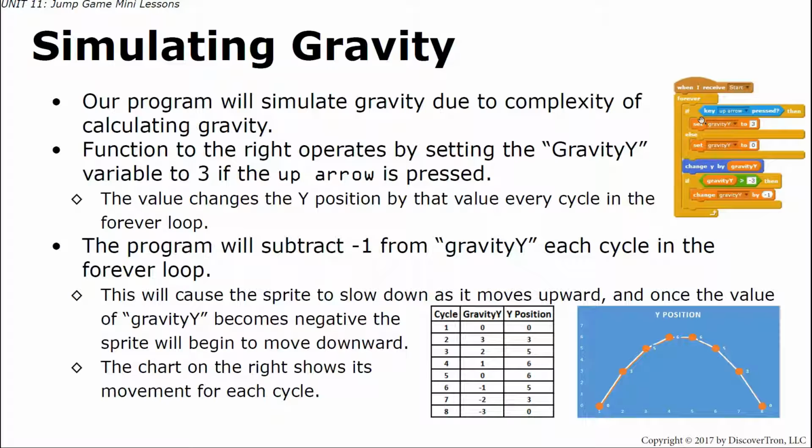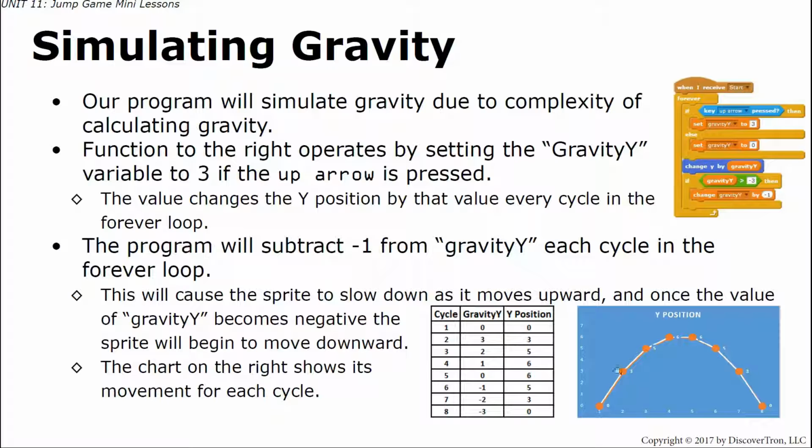Again, this is slowed down. The computer would actually go through 8 cycles, probably faster than we can say the word 8. So gravity Y is set to a value 3. So gravity Y is 3, and the Y position of the sprite is now 3.